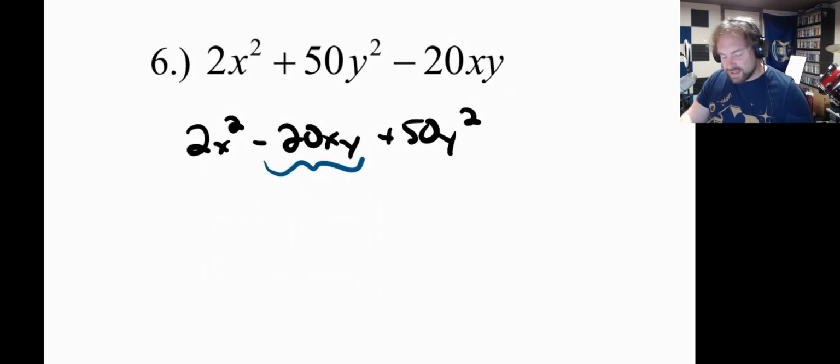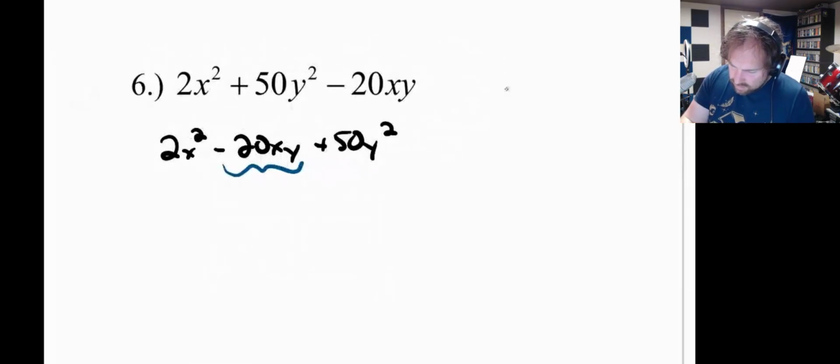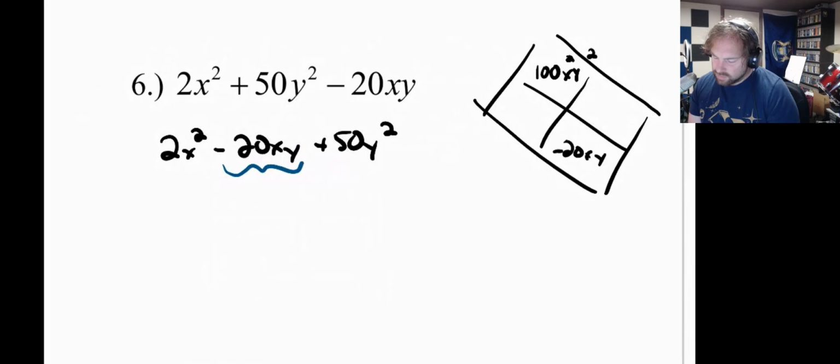So now I'm thinking about what multiplies. Let me think about this for a minute. Can I kind of reframe this as a diamond problem, which I like quite a bit? Is there anything that multiplies to 100x squared y squared that would then also add to negative 20xy? That's kind of what I'm thinking right now. Numbers that multiply to 100 and combine to 20 would have to both be negative here.